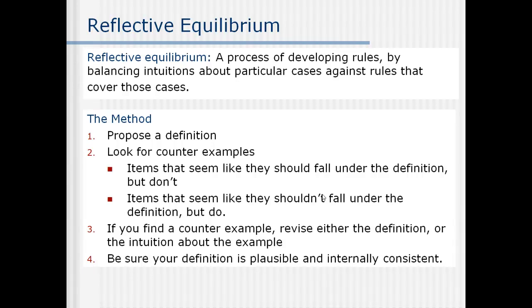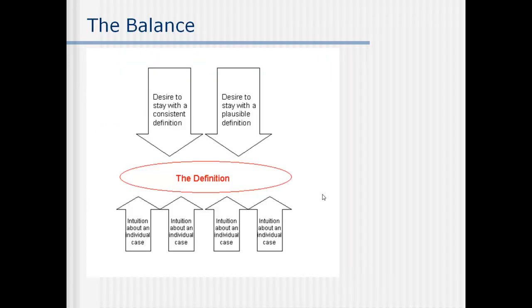Now, the other thing you need to always do is be sure that your definition is plausible and internally consistent. And that's going to be one thing that will actually motivate you to change your intuitions about individual cases. If you've got a rule that works well for you, it's believable and it's internally consistent, then you're going to want to stick with that rather than disrupt it just to keep your intuitions about individual cases. So this is the balance. You have a desire to stay with a consistent and plausible definition on the one hand, and on the other hand you've got intuitions about all sorts of other cases. And once you balance those out, you're in reflective equilibrium.